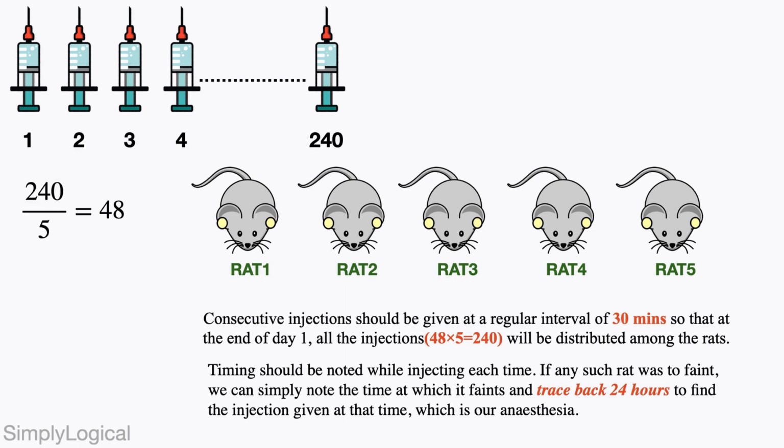The issue with using the second method is that the consecutive injection interval of 30 minutes is too small to trace back to the right injection, as we can't be sure whether the effect of the drug was delayed. Of course, this method is simpler but works only when we can assure that the drug would show its effect in exactly 24 hours. Hence, it is better to go with the first method.